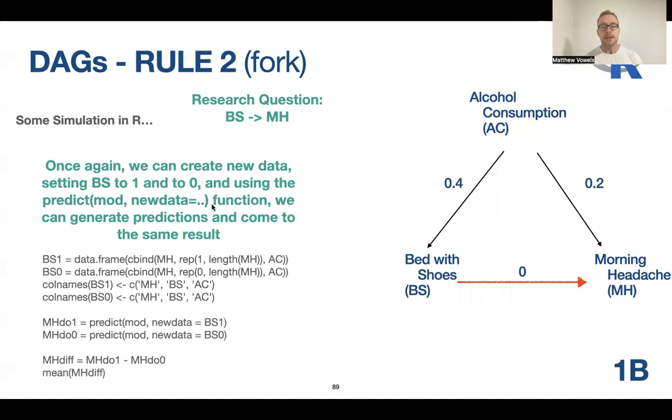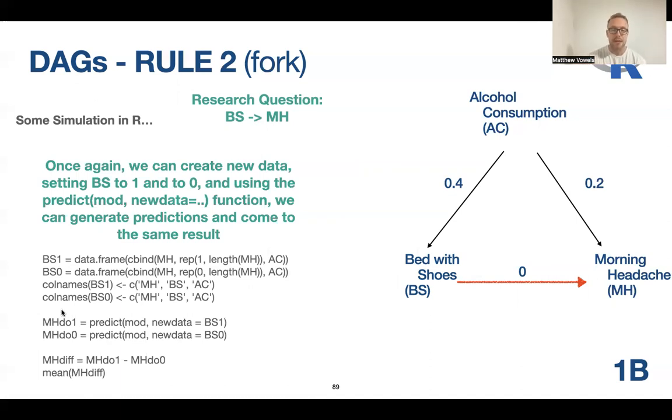And once again, rather than just relying on the coefficients that we get out of a linear model, you can confirm that you can also create these interventional data sets as well. So I create 2 copies of the data set where I set the value of bed with shoes on to 1. So we column bind the existing outcome, morning headache. Then we create a new variable, which is just the repeated values of 1 with the same length of the rest of the data set. And we create another one where we just create the value 0 for the whole list of the data set.